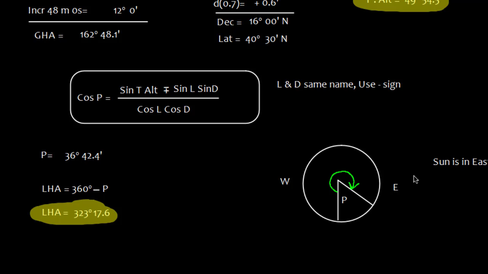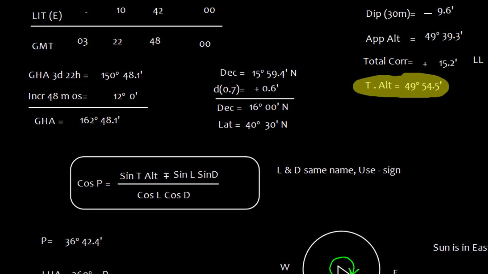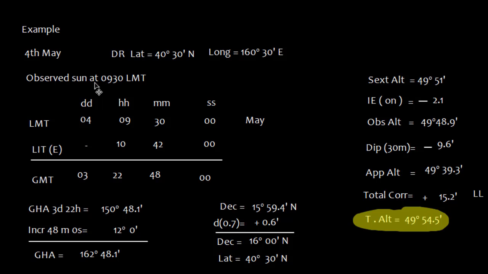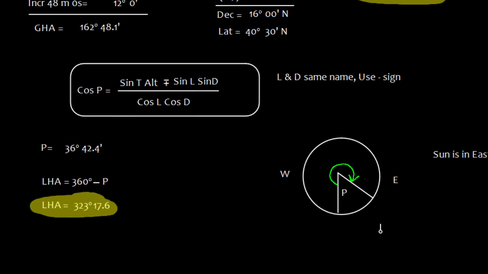So the body is in the east because in the question it is given the local time is 0930. Local time is the morning time, is AM time. So body is in the easterly direction. So we obtain angle P. So if this is angle P, the LHA is going to be 360 degree minus P. So the value of LHA is 323 degree 17.6 minute.